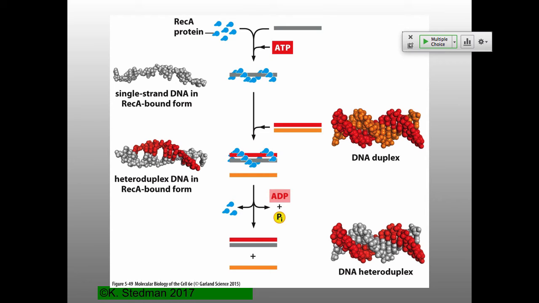So in this process, the strand invasion, RecA, whatever this protein is, pulls them apart and then puts that strand together with the homologous DNA on the opposite double strand, making a D-loop in the process. And we'll look at this in a little bit more detail as we move through here.